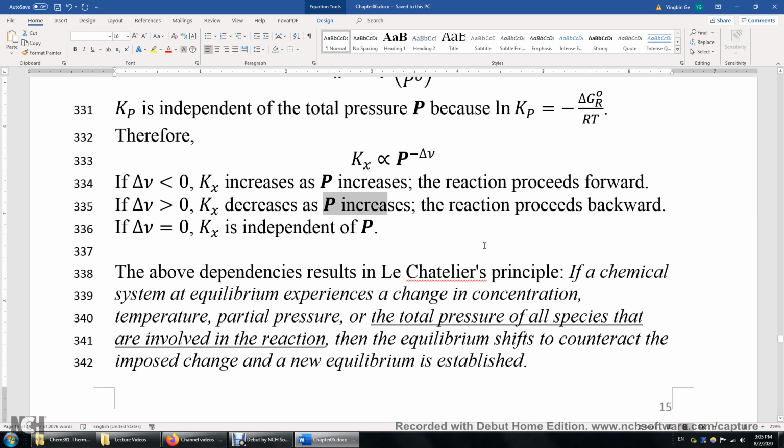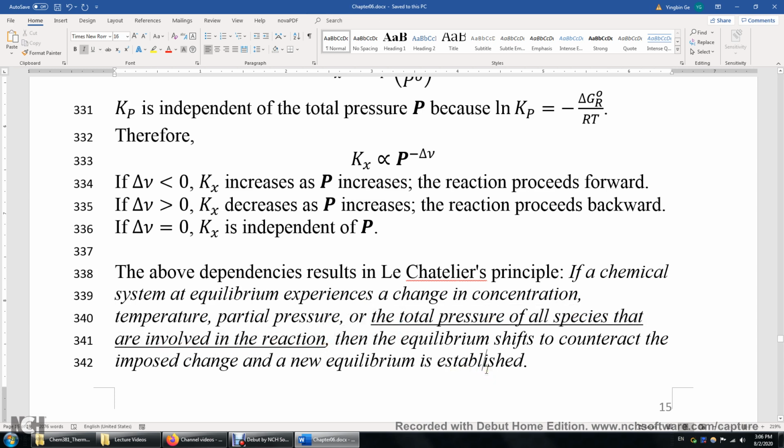If a chemical system at equilibrium experiences a change in concentration, temperature, partial pressure, or the total pressure of all species that are involved in the reaction, then the equilibrium shifts to counteract the imposed change, and a new equilibrium is established. I want to emphasize this part, the total pressure of all species that are involved in the reaction.